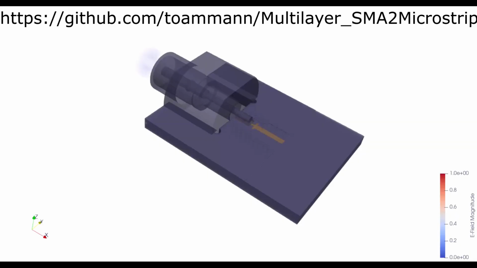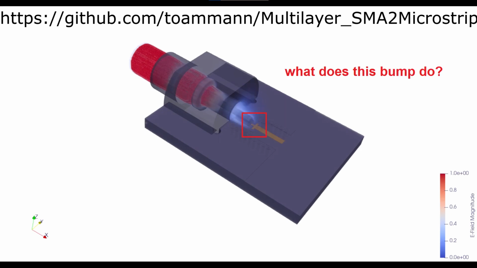As a side project, you might also want to check out this GitHub page. It features a simulation of the signal transition from an SMA connector to a PCB. And it shows some useful tricks on how to match the impedance.